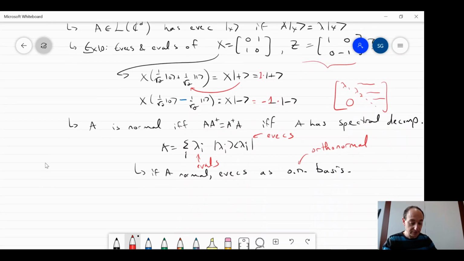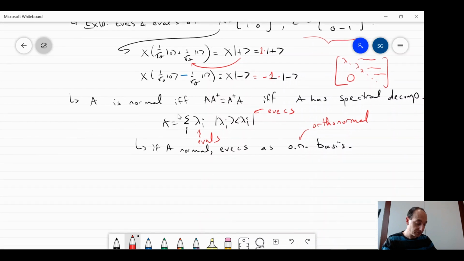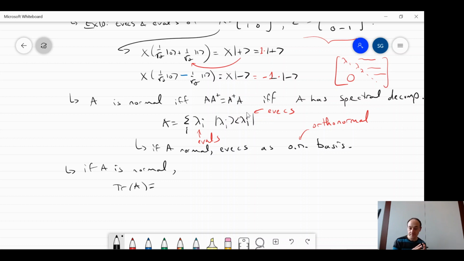Okay, and now that I know that a normal operator can be decomposed this way, we can write the trace operation in yet another nice way, right? If A is normal, then the trace of A, what is that? Let's write it this way. It's the trace of, and here I'm just going to plug in the spectral decomposition of A, right? I can always write it this way.